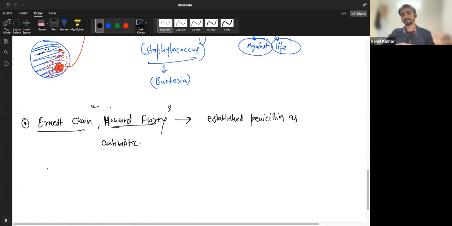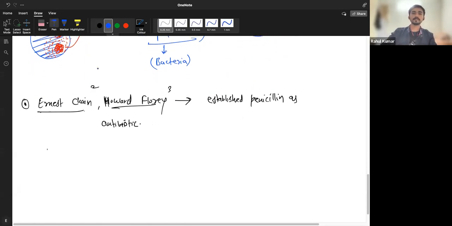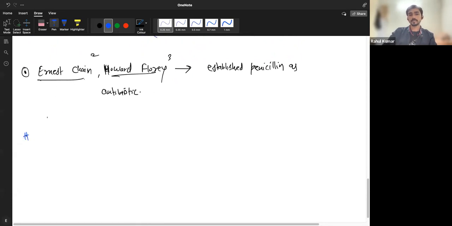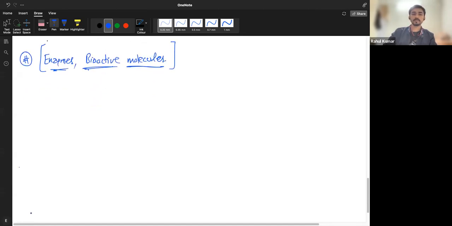Apart from that, microorganisms are also used for making useful enzymes and bioactive molecules. We call any molecule bioactive if it goes inside the biological system and helps or shows some effect as a molecule.